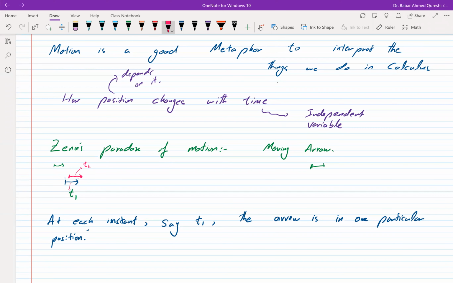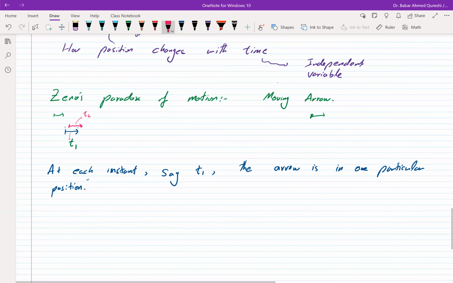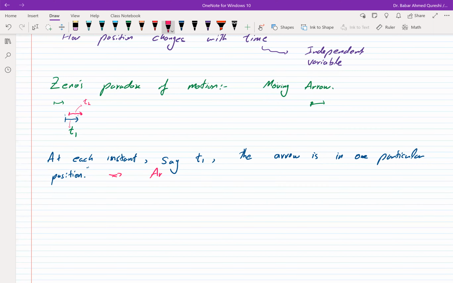And that's what you see if you take a picture of the arrow. When you take a picture, it's stationary. It's at one position. So he said if the arrow is in one particular position, this means the arrow is stationary at any given instant. Because at any given instant, it's at one position, so that means it's not moving. And that's why it's stationary.